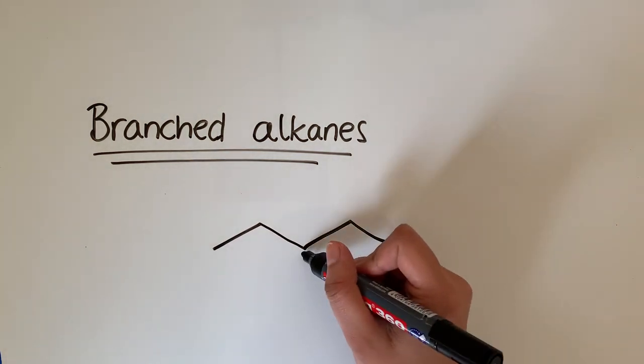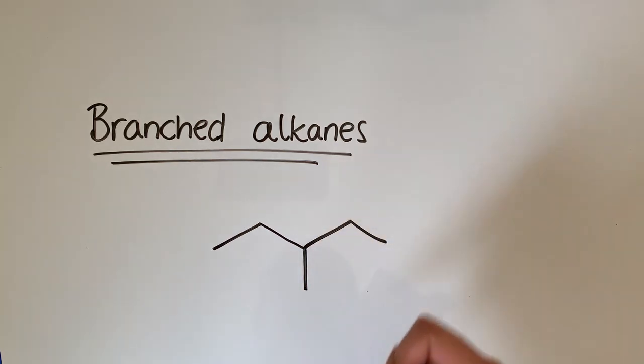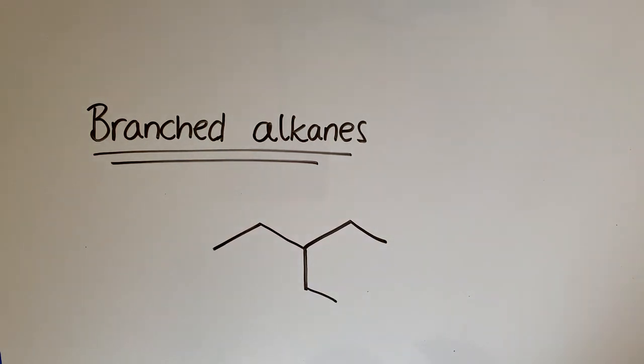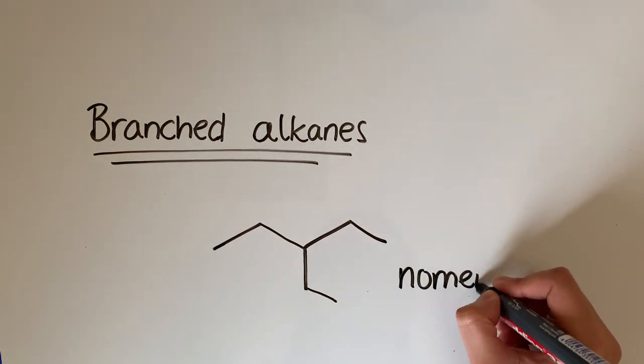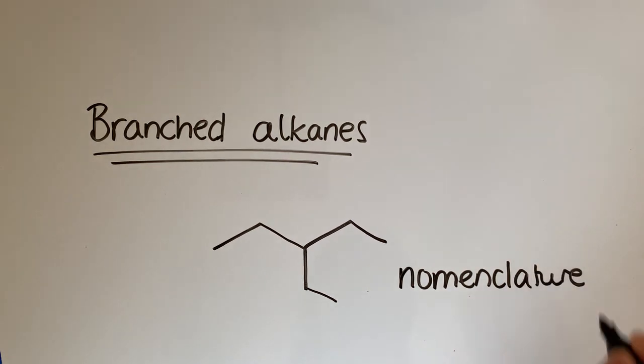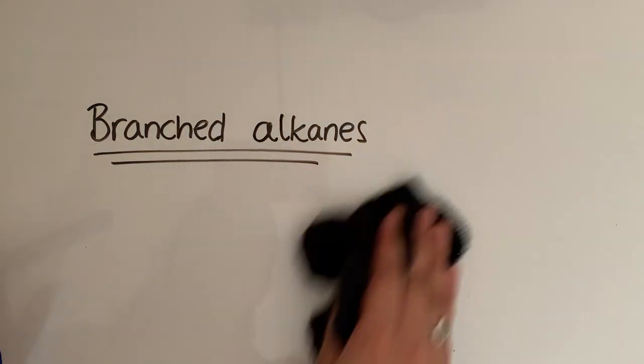A branched alkane is maybe where coming off of one of these, I have another chain of carbon atoms. So I could have another chain of carbon atoms coming off, and this is what we now call a branched alkane. Now the skill here is knowing how to name these branched alkanes. There's a set of rules that we have to follow, and this sort of naming system is called the nomenclature. So we follow a certain set of rules to get the correct name or the correct nomenclature of the molecule. So let's start off by having a look at some simple examples.